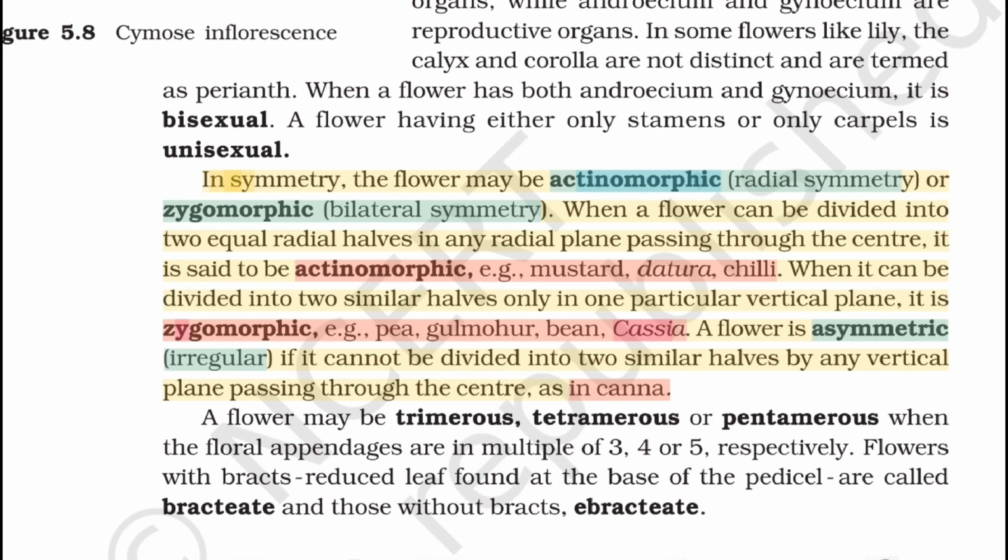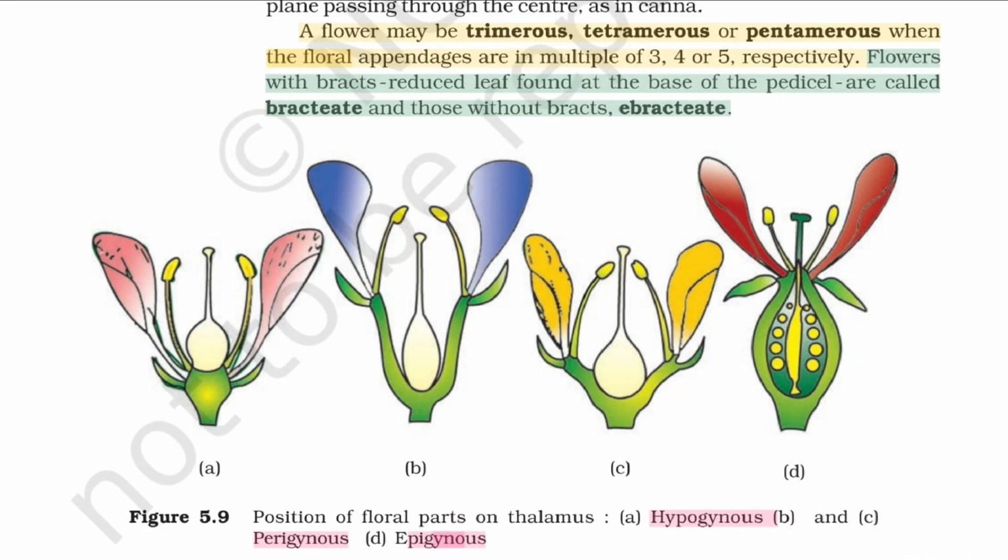When it can be divided into 2 similar halves only in one particular vertical plane, it is zygomorphic, example, pea, gulmohar, bean, cassia. A flower is asymmetric, irregular, if it cannot be divided into 2 similar halves by any vertical plane passing through the center, as in canna. A flower may be trimerous, tetramerous or pentamerous when the floral appendages are in multiple of 3, 4 or 5, respectively. Flowers with bracts, reduced leaf found at the base of the pedicel, are called bracteate and those without bracts, ebracteate.